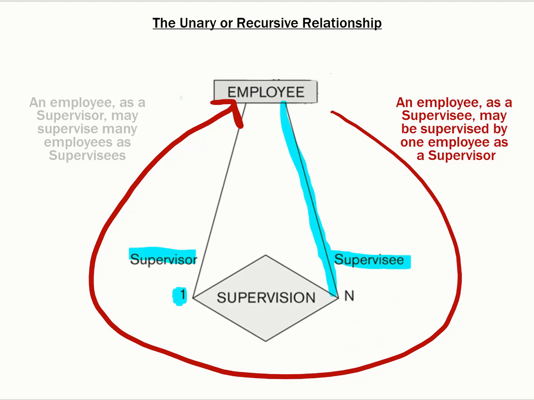If you find this strange, think about the CEO of a company. The CEO of a company may be the only person in the entire company not to have a supervisor. But, as we've said, it only takes one exception to change the participation from total to partial.